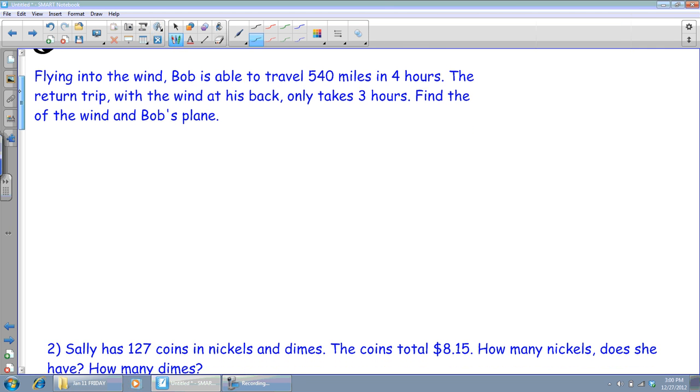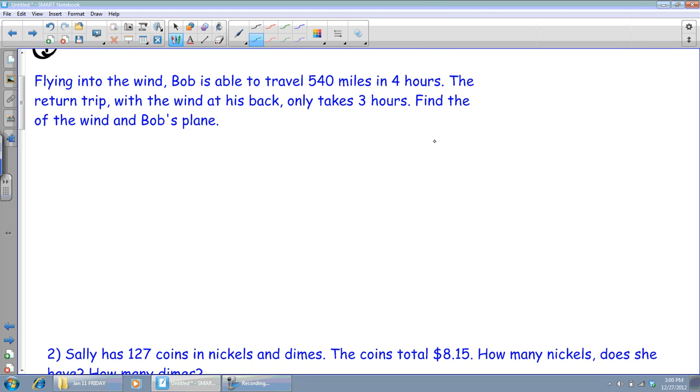Anyway, we're going to review the types of problems that we've done since we've come back from break. All right, so first of all, flying into the wind, Bob is able to travel 540 miles in 4 hours. Right off the bat, I've got the equation d equals RT going on in my head. The distance is going to be divided by my time, so I'm going to put the rate right here. It's going to be 540 divided by 4, and that's the same as 270 over 2, which is 135 miles per hour.